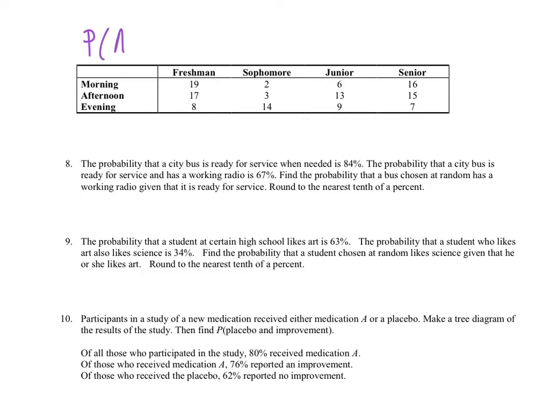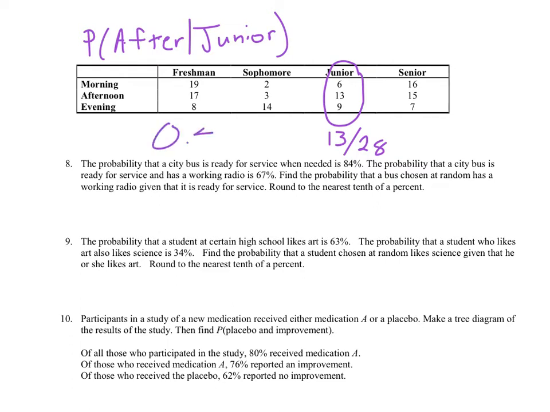So we're trying to see the probability that they prefer afternoon, given that they are a junior. There we go. And again, you could use our formula here, but given that we have the table, we may as well do that. So looking at just the junior part, 13 prefer afternoon classes out of a total of 28. They did say to round to the nearest thousandth, so we get 0.464 for that one.